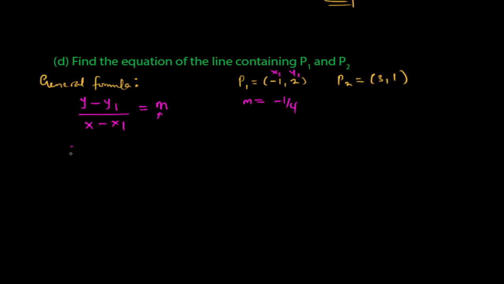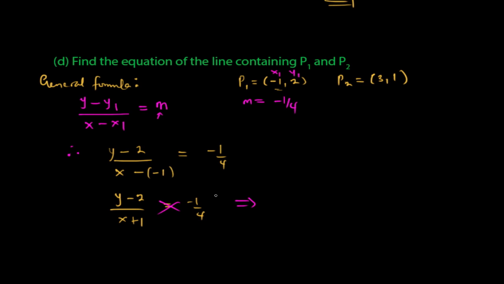So the general equation of a line is going to be y minus my y1, which is 2, divided by x minus my x1, which is negative 1, equals the slope, which is negative 1 divided by 4. And then when you simplify, this is y minus 2 divided by x plus 1 equals negative 1 all over 4, and then you cross multiply.